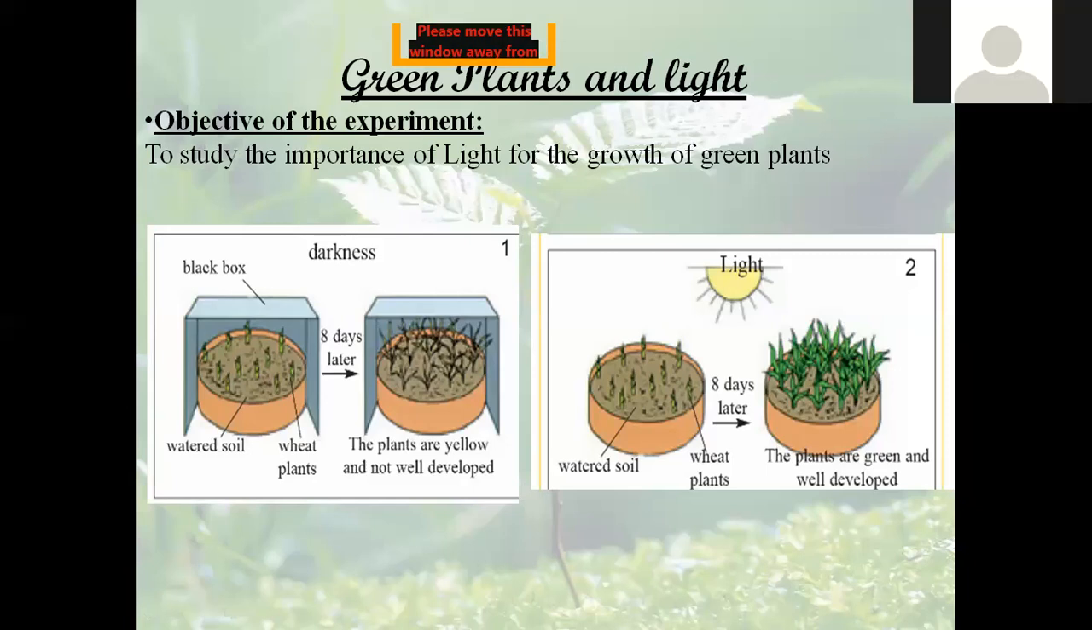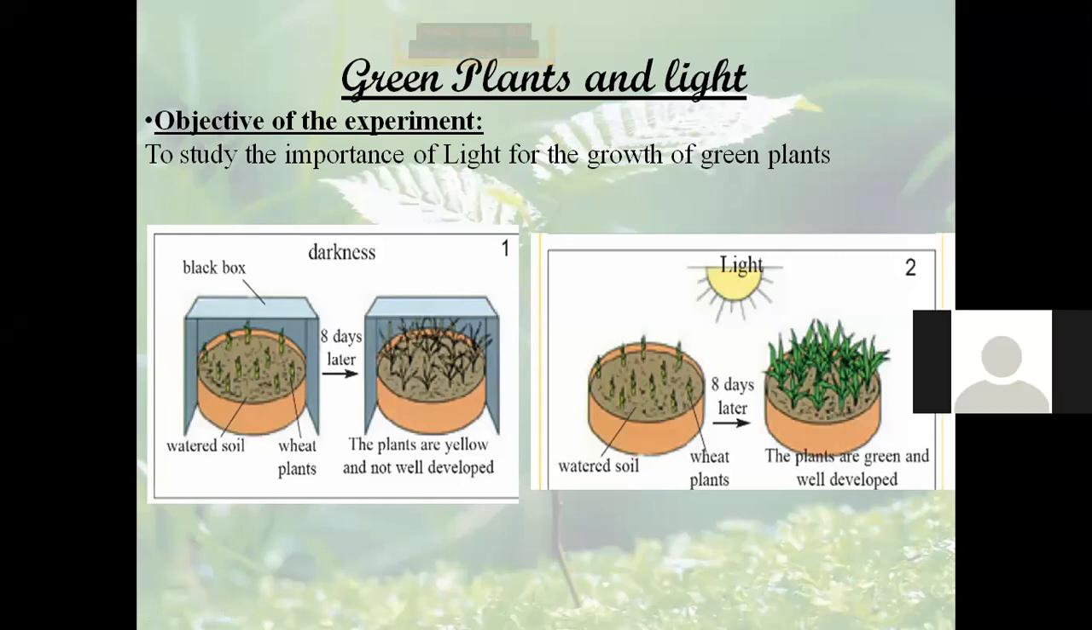Good morning. If I ask you, Muhammad, the objective, the goal, the purpose, or the aim of this experiment is to study the importance of light for the growth of the green plant. So what is the problem here? What is the importance of light for the growth of the green plants? And finally, what do you have to put? Question mark. Okay? Thank you, Muhammad.